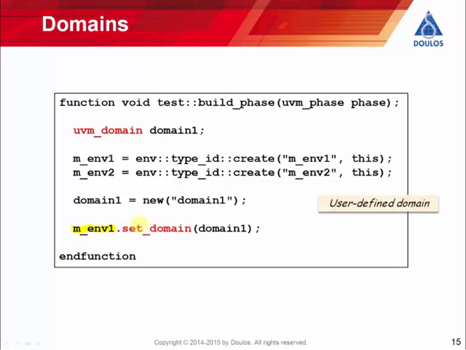So here we're calling env1.set_domain(domain1), and that's saying that env1 now belongs to domain1. So env1 is now in domain1, env2 isn't. What does that mean? Well, env2 goes into the default domain, and I'll show you what that's about over the coming slides. Let's look at this diagrammatically.